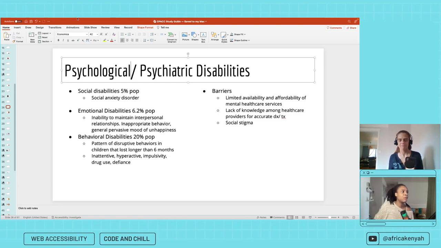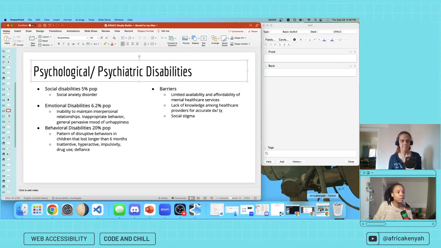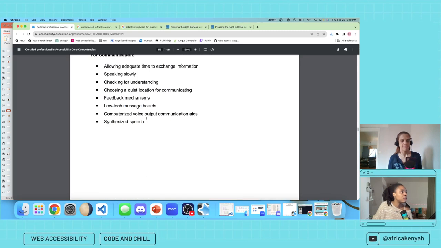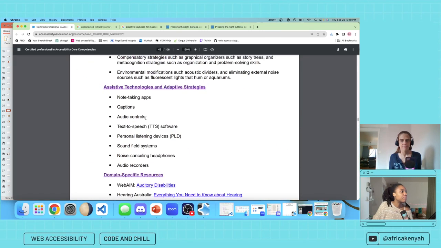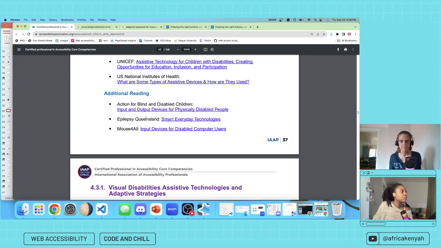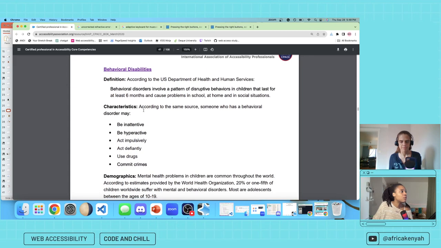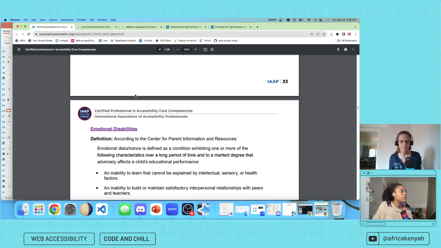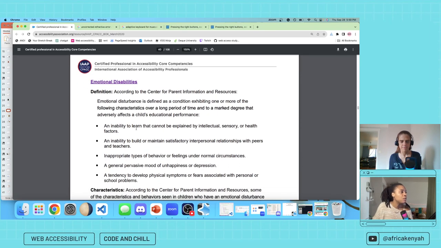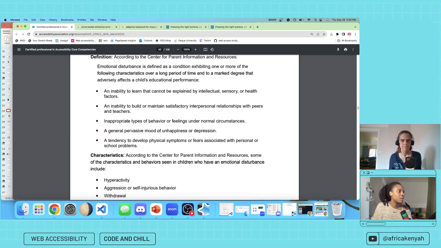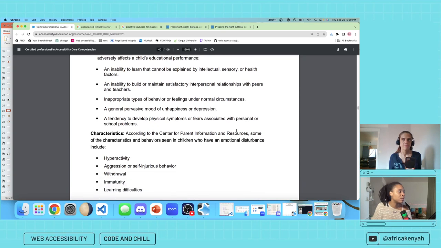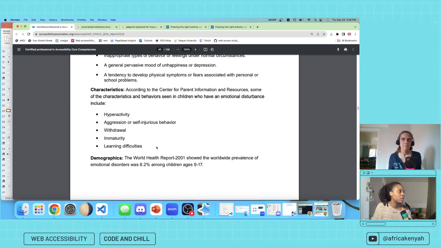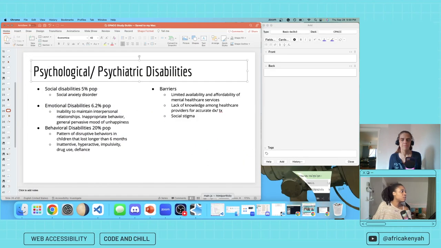Let's look at the CPAC real fast. Sorry, y'all. I just want to make sure that they didn't clarify this. Okay, here we are. Emotional disabilities: inability to learn that can't be explained by intellectual, sensory, or health factors. Inability to maintain satisfactory relationships, inappropriate types of behavior, feelings. That checks out. All right, I don't feel like I was wrong.